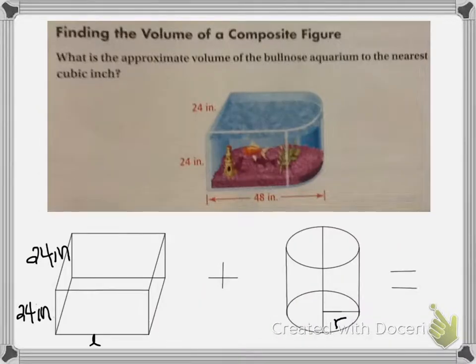The very last problem for today, a little bit of a challenge. Find the volume of a composite figure. Remember that composite means that they're putting two separate figures together. So what's the approximate volume of this aquarium to the nearest cubic inch?